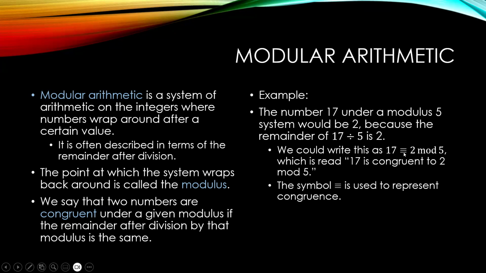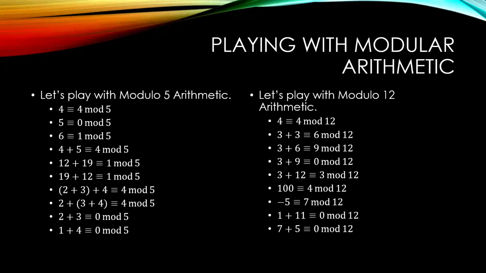Often we will write this using a symbol which represents congruence. And so we would say 17 is congruent to 2 mod 5. We might say 2 modulo 5. Let's practice. Here's a modulo 5 system, and here's a modulo 12 system. Let's look at the modulo 5 arithmetic first. 4 is congruent to 4 mod 5. 5 is congruent to 0 mod 5. 6 is congruent to 1 mod 5. Note that in the modulus side, it's always dropping down to some number between 0 and 4.